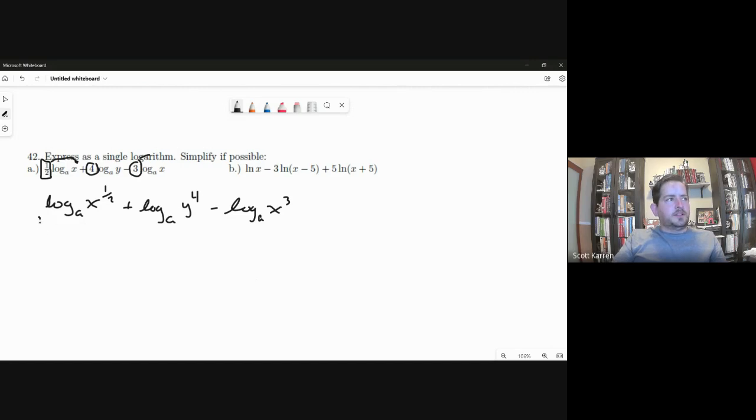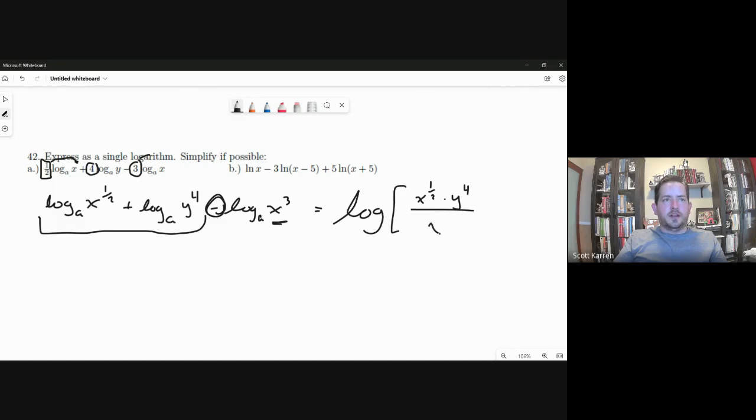And then these guys, log base a of x to the 1/2 plus log base a of y to the 4th, those are both positive logs, so they're going to become products in the numerator. And then this negative right here is going to make this x to the 3rd in the denominator. So we would see a single log being formed of the product of x to the 1/2 and y to the 4th. And because this is negative, that x to the 3rd goes into the denominator. And then simplify if possible.